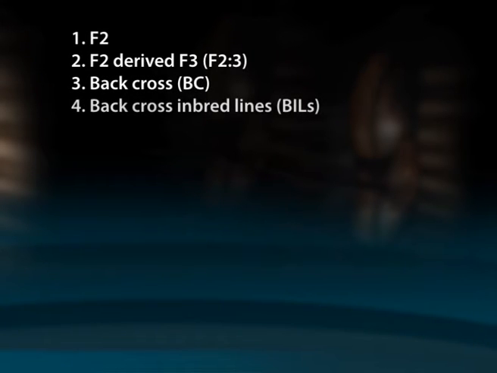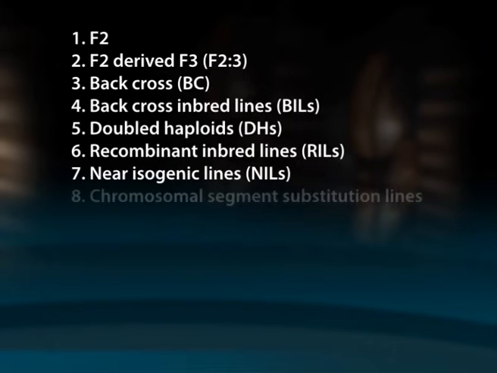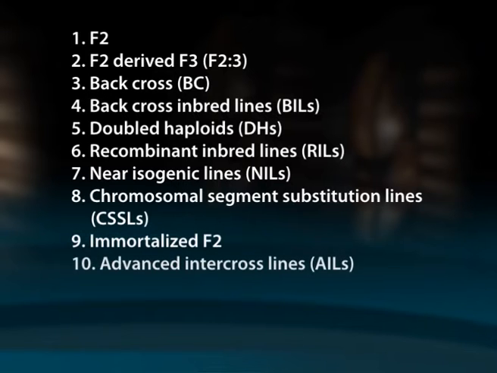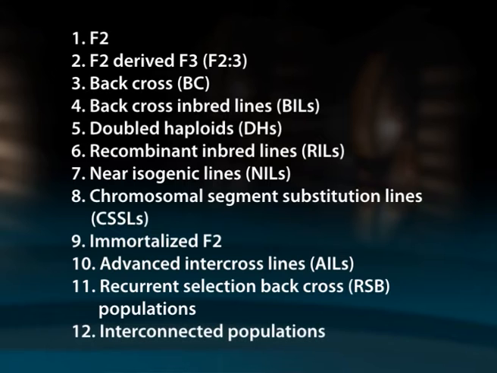The primary mapping populations are of the following different types: F2, F2 derived F3 or F2:3, backcross inbred lines, doubled haploids, recombinant inbred lines, near isogenic lines, chromosomal segment substitution lines, immortalized F2, advanced intercross lines, recurrent selection backcross populations and interconnected populations. The characteristic features, merits and demerits of each of these populations are briefly presented below.